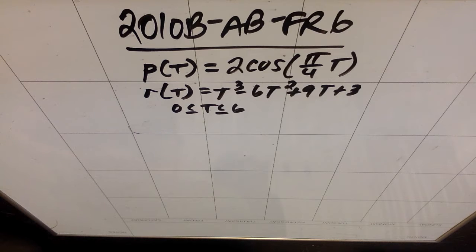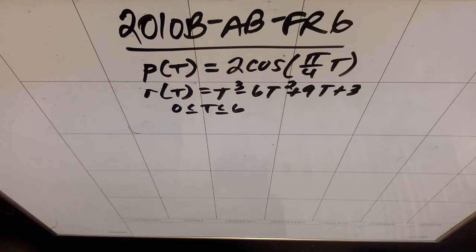Two particles move along the x-axis for the window between t equals 0 and 6 inclusive. The position of particle P at time t is given by P of t equals 2 cosine the quantity pi over 4 times t, while the position of particle R at time t is given by R of t equals t cubed minus 6t squared plus 9t plus 3. So both of these are positions, right? Two separate particles, both are positions.